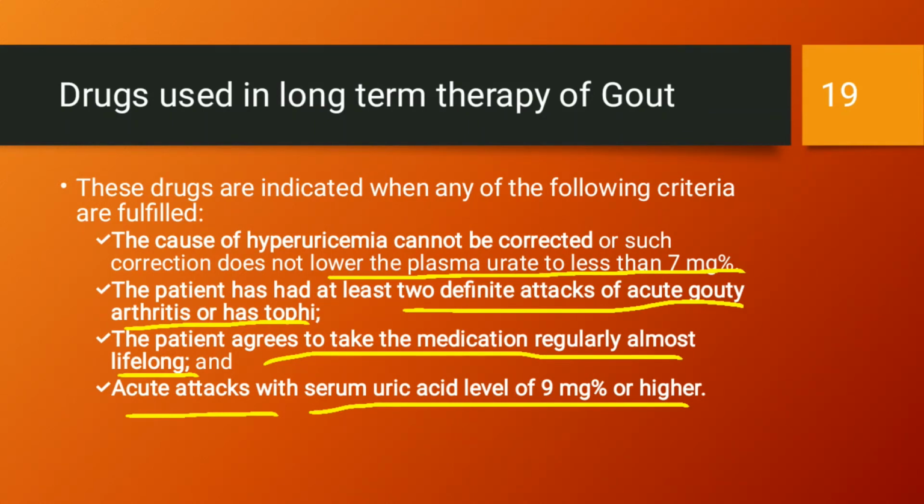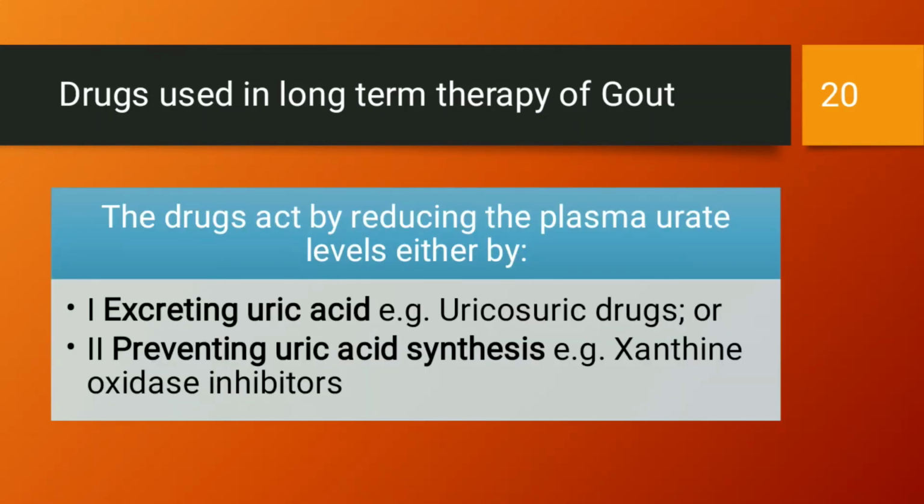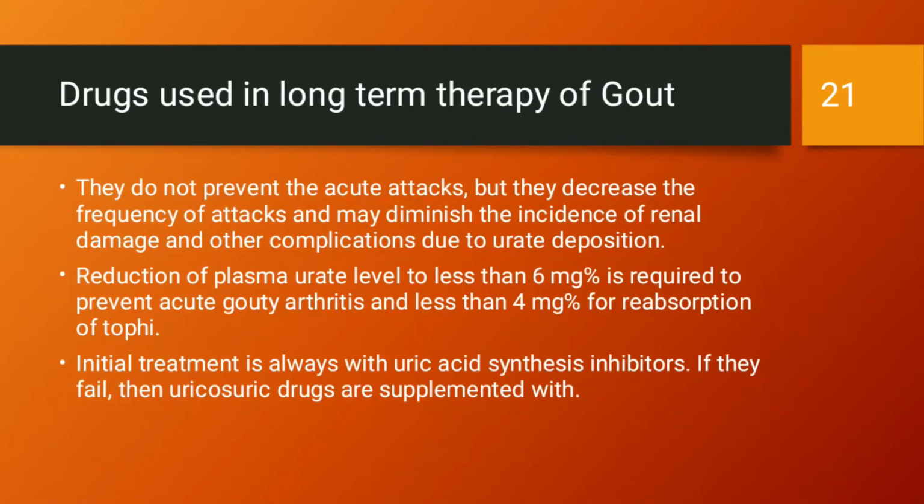In these cases, we have to think about long-term therapy of gout. Drugs used in long-term therapy of gout act by reducing the plasma urate levels either by excreting uric acid, that is uricosuric drugs, or by preventing uric acid synthesis, that is xanthine oxidase inhibitors. These drugs do not prevent the acute attacks, but they decrease the frequency of the attacks and may diminish the incidence of renal damage and other complications which may happen due to urate deposition.